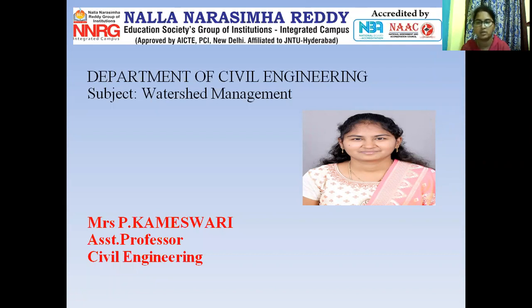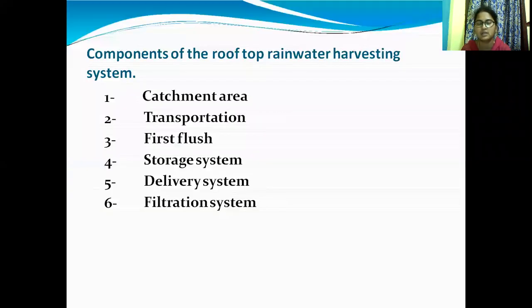Today we are going to discuss Unit 3. In that, we are choosing components of rooftop rainwater harvesting systems. From rooftop rainwater harvesting systems, the components are catchment area, transportation, first flush, storage system, delivery system, and filtration system. First, step by step, we can discuss them briefly for rooftop rainwater harvesting.